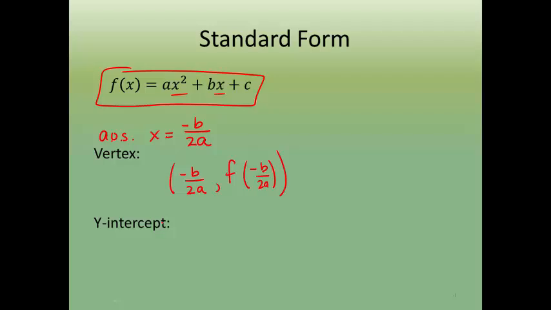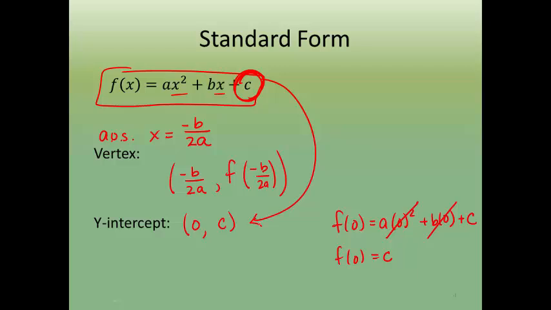My y-intercept is very simple because remember the y-intercept is substituting in 0. So imagine if I asked you to substitute in 0 in this. You'd have a times 0 squared plus b times 0 plus c. Because these are both containing zeros in them, the y-intercept is actually just the c value. You don't have to do any work when it's in standard form. There it is. There is your y-intercept.